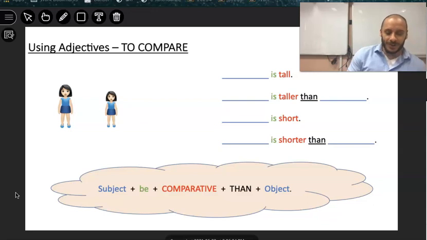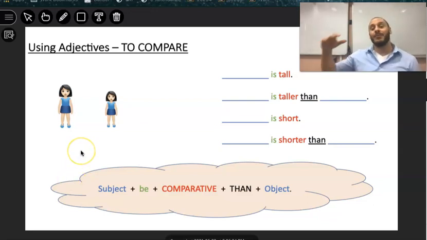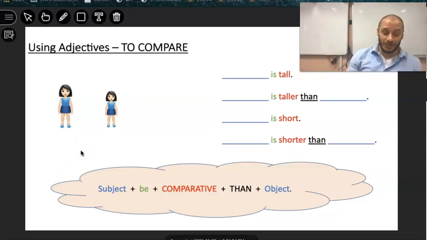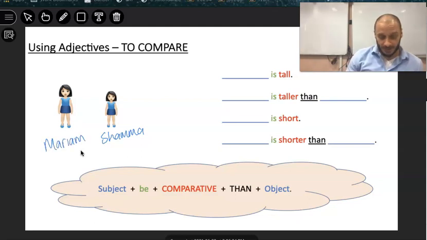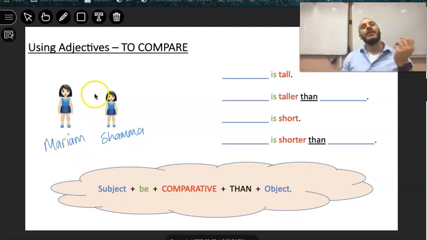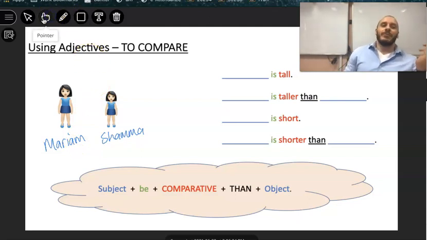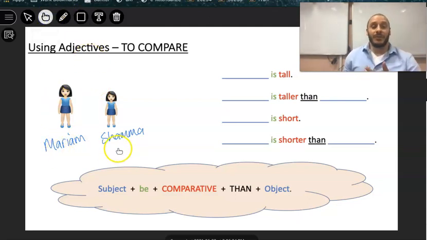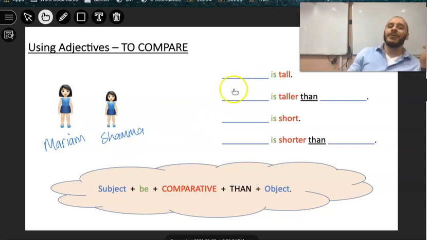You know I always use somebody short, somebody tall when we do this topic. So, let's stick with Shama, and who was tall in the exam? Mariam is tall, but okay. So we've got our 2 people. We have Mariam, we have Shama. And we know Mariam is tall, we know Shama is short.